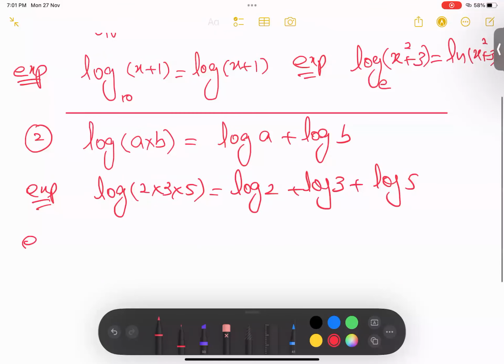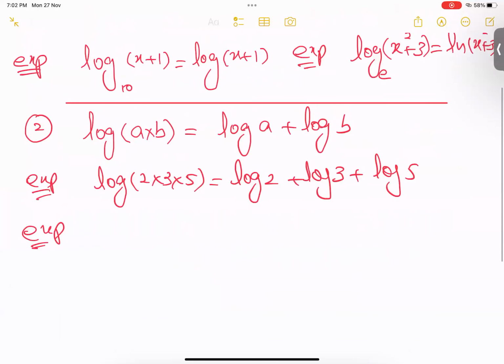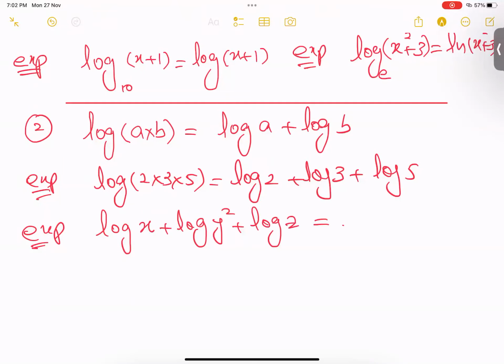And the reverse: if I have the right side given, I can go to the left side. It means whenever I see a plus sign, the 2, 3 and 5 will multiply. For example, let's say log of x plus log of y to the power 2 plus log of z. How can I write it? Very easy, because of the plus signs.